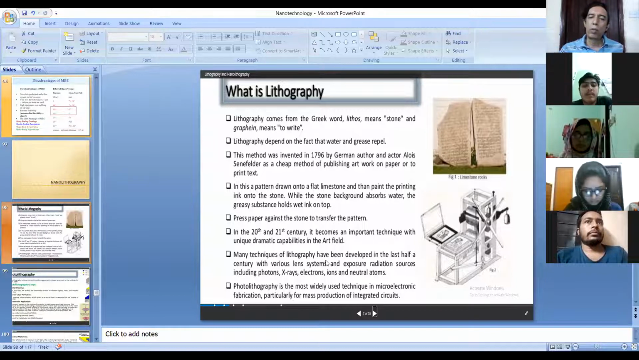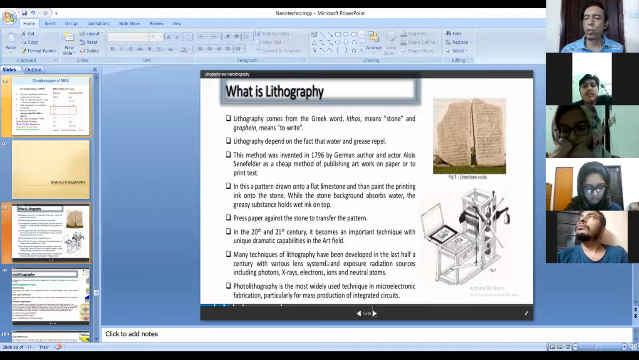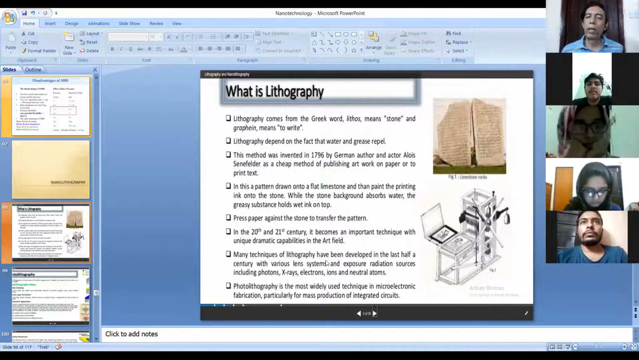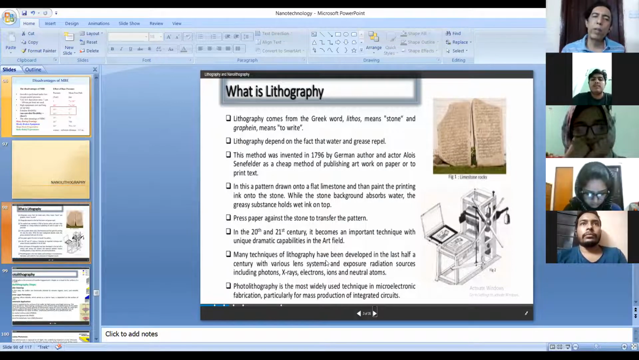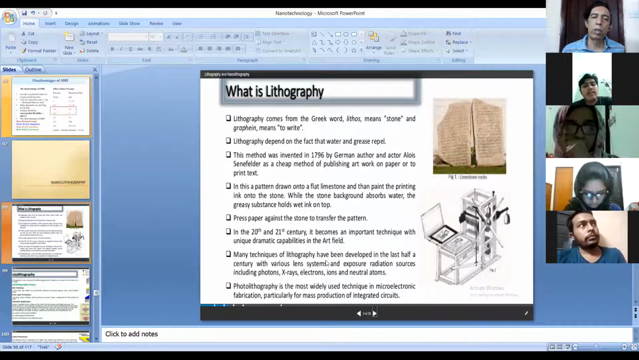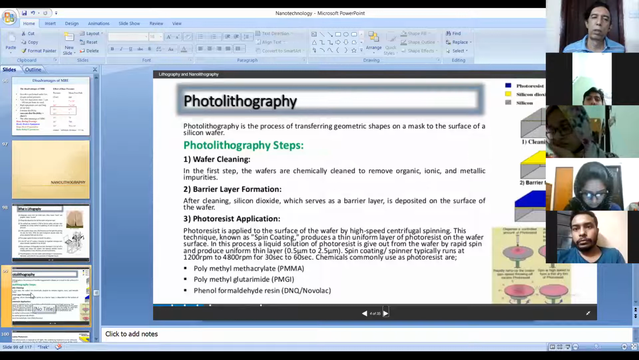By the improvement of the lithographic process, we can prepare some nanomaterial. There are different types of lithography. The most important one to prepare a nanomaterial is known as photolithography.